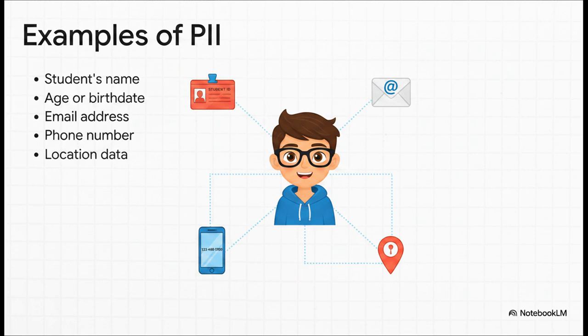To make that super concrete, PII includes the obvious stuff, right? A student's name, their birthday. But it also includes their email address, their phone number, and even location data that an app might be collecting in the background. We have to protect all of it.